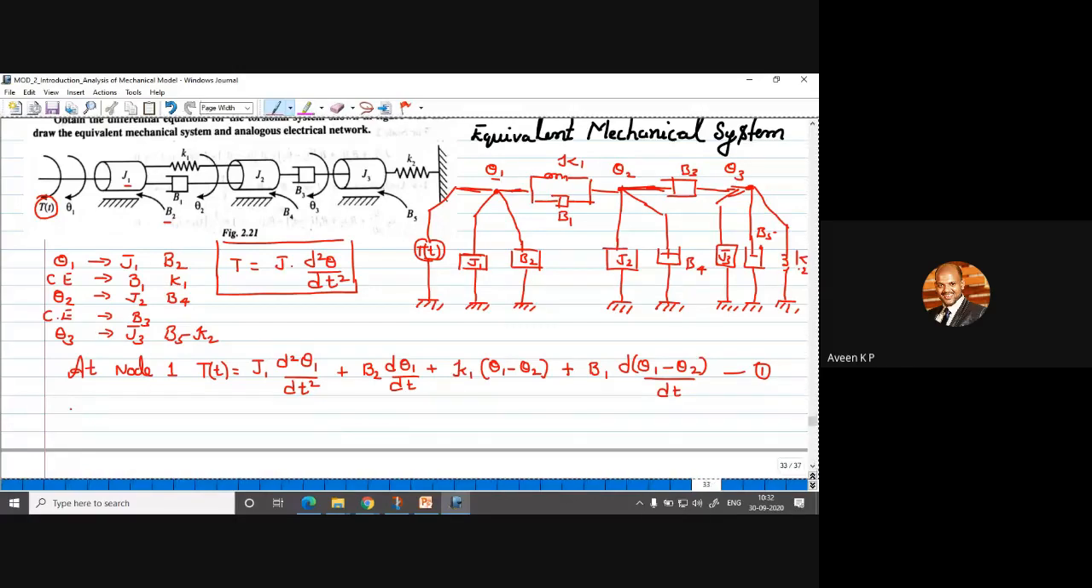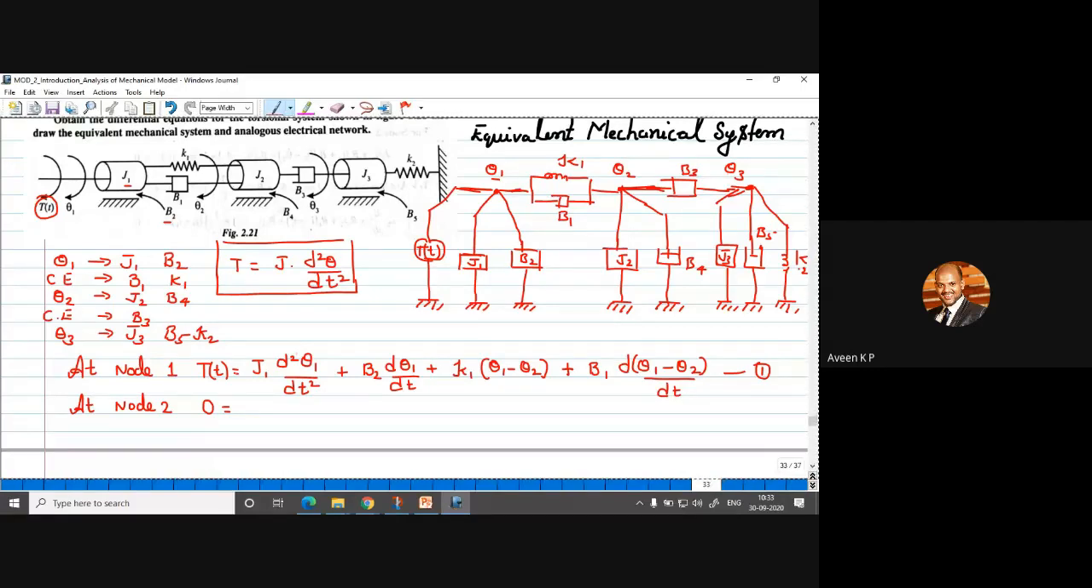Similarly, let me represent node 2. At node 2, is any torque applied? No torque is applied, so consider the LHS as 0. We have J2 and B4 as elements purely undergoing theta 2, and common elements K1, B1 and B3. K1 and B1 act as common elements between theta 1 and theta 2. B3 acts as a common element between theta 2 and theta 3.